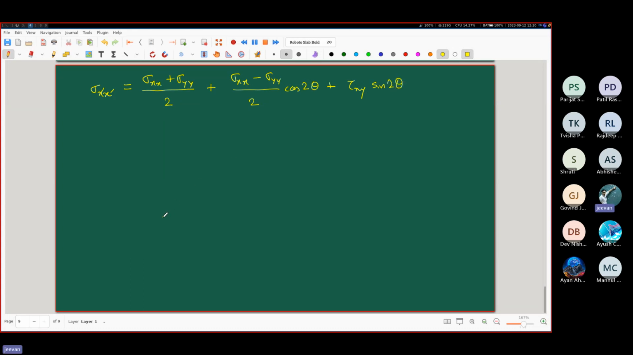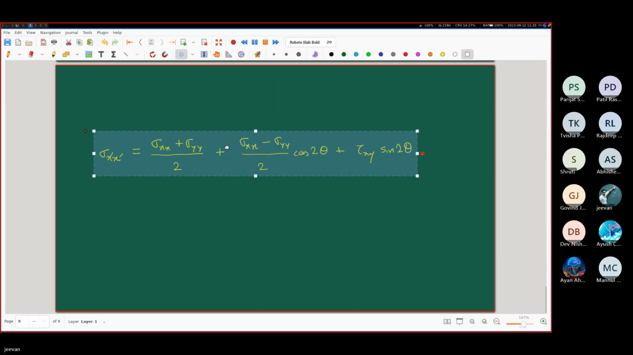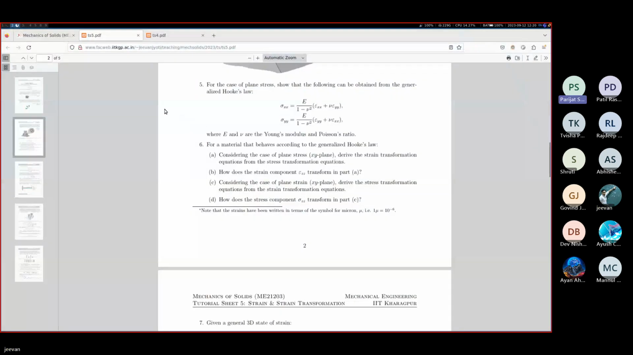Right. Now you tell me, what do I do? Sir, we can write the stresses in terms of strains using the generalized Hooke's law. Just give me a second.